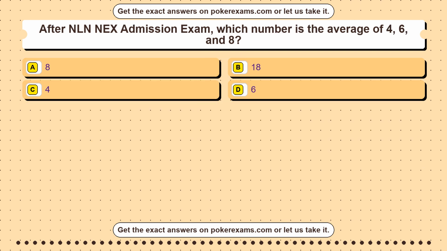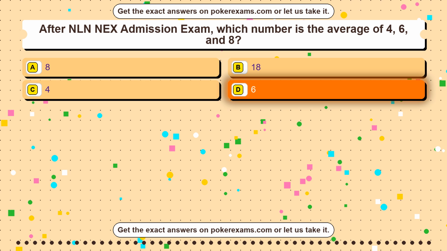Question 6. After NLN NEX Admission Exam, which number is the average of 4, 6, and 8? Option A, 8. Option B, 18. Option C, 4. Option D, 6. The correct answer is option D, 6.